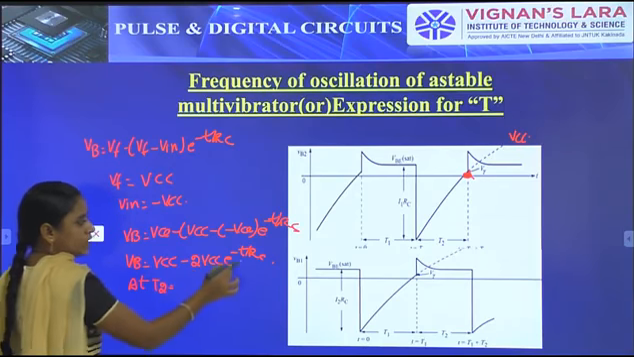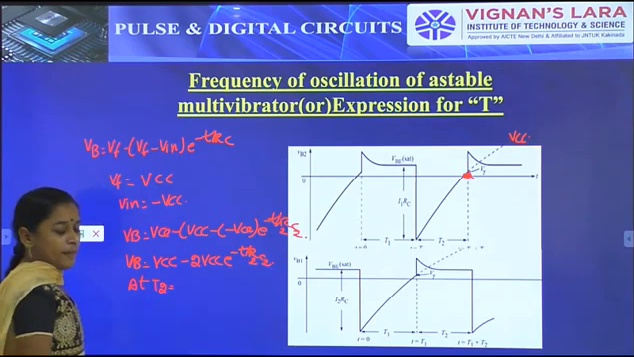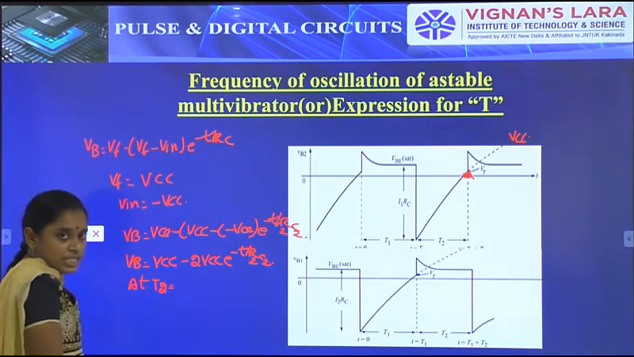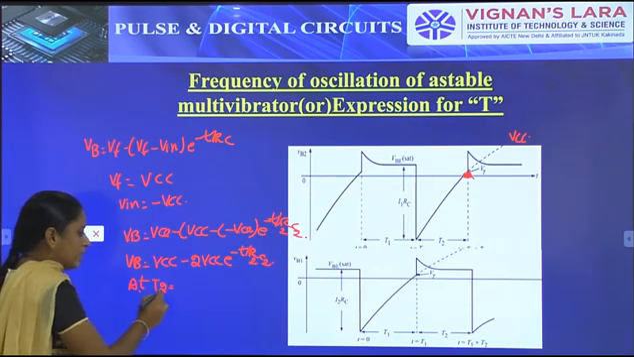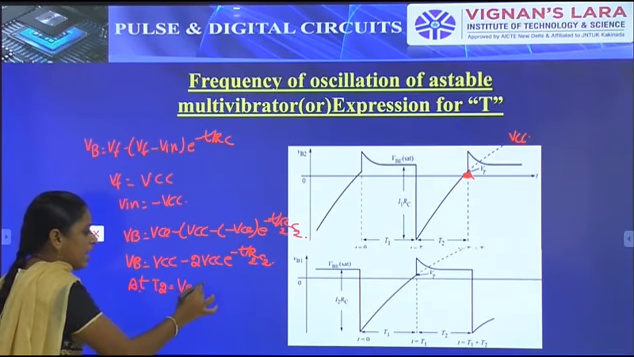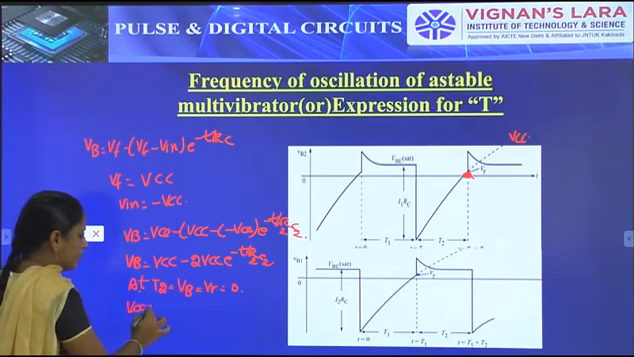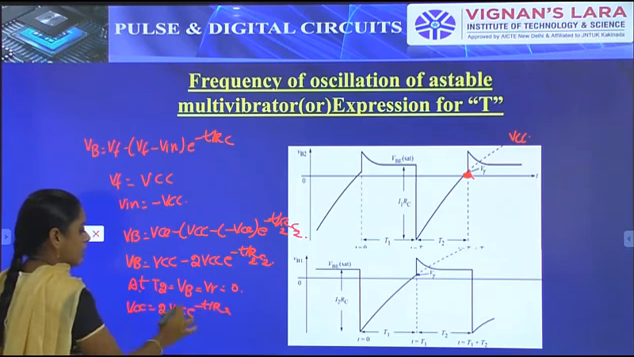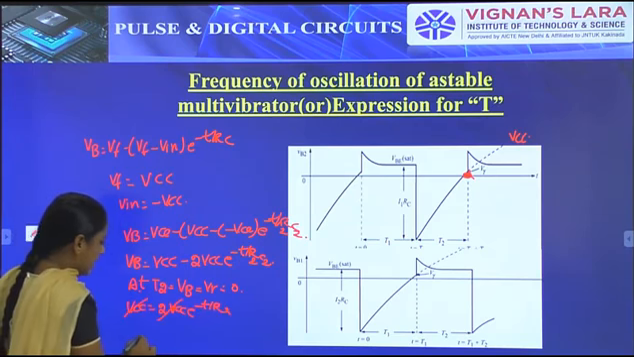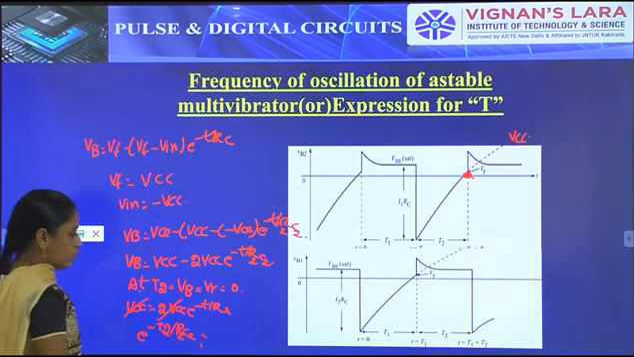These values will be R2C2. Why? Because capacitor C2 starts discharging, and due to this discharging only, it exponentially increases. So at T is equal to T2, VB is equal to V gamma, which is equal to 0. Then VCC is equal to 2 VCC into e power minus T by RC, and VCC will be cancelled. At T is equal to T2, we have to take T2 by R2 into C2.